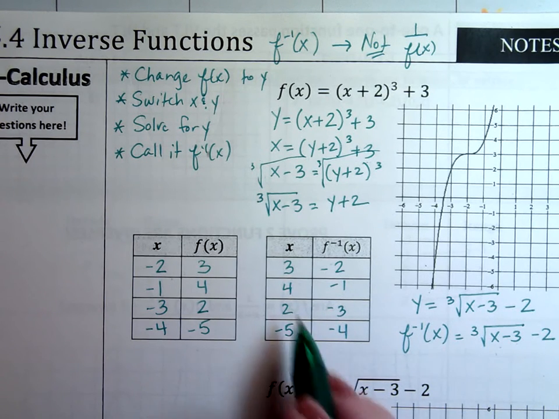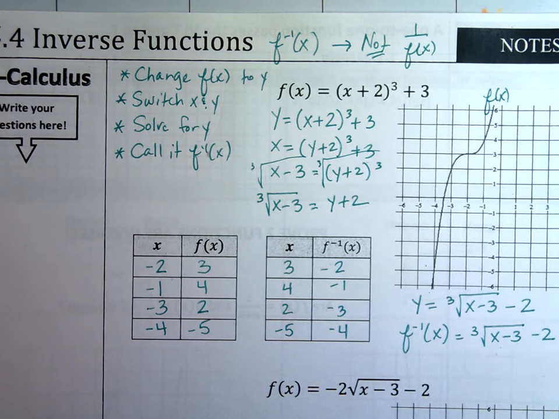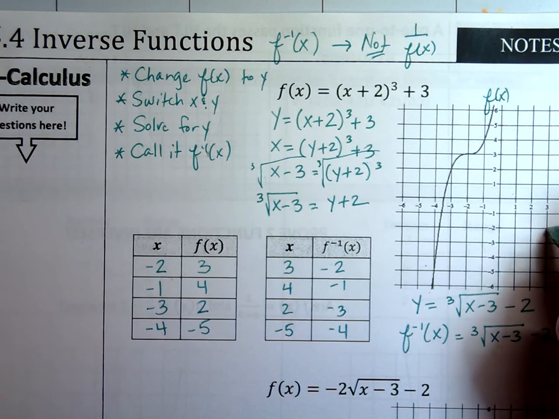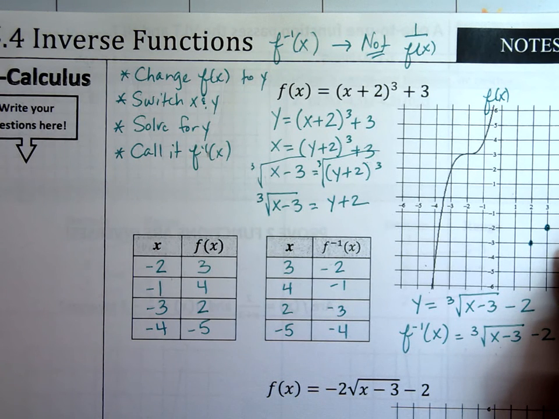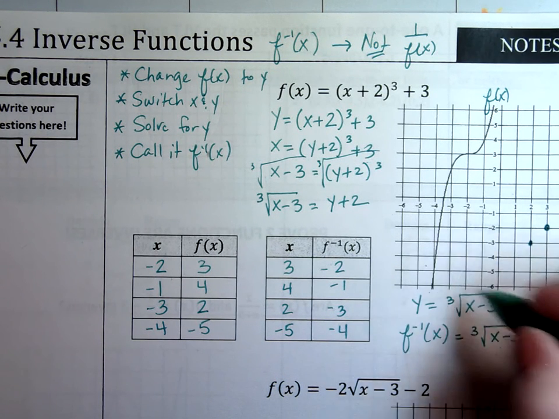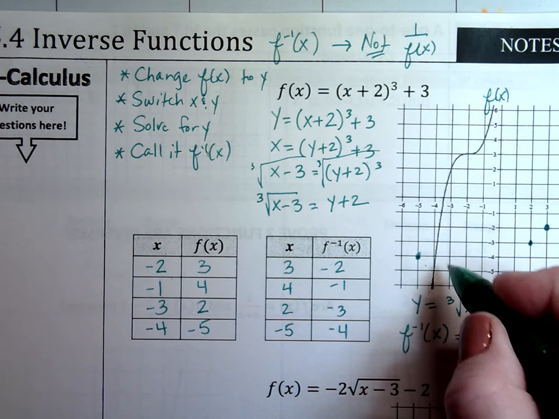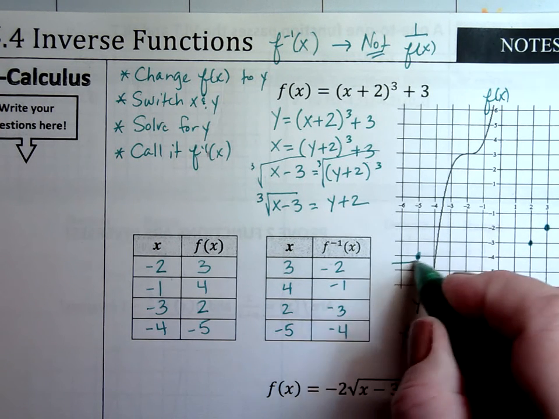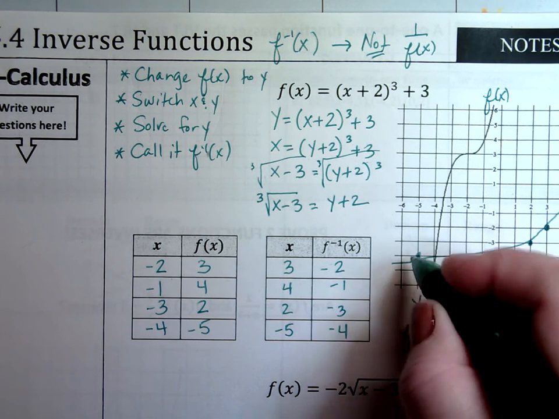So all you need to do now, this one's already graphed for you. This is your f of x. If I do the inverse, let's plot these points. 3, -2. 4, -1. 2, -3, and -5, -4. So you can see how this guy's going to go. He kind of comes along this way and goes like this. He squiggles like that.